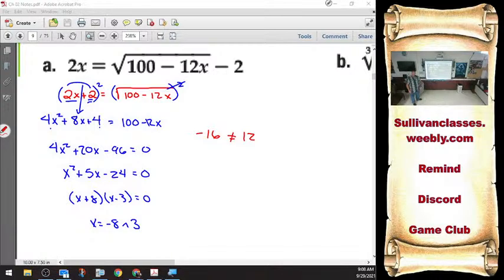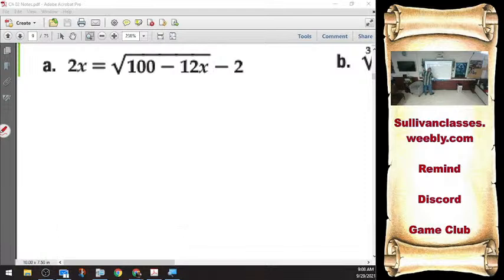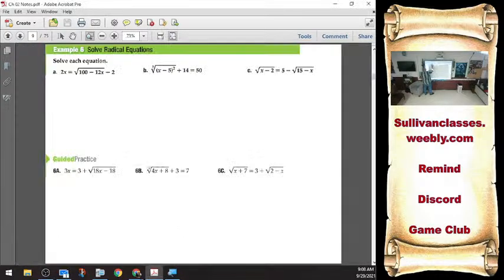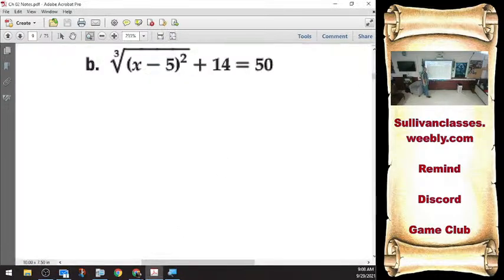All right, you're good. Okay, if it's an even radical, you need to check because there is the potential to break math. All right, this one, cube root. So I don't need to check it because there's not a potential to break math.